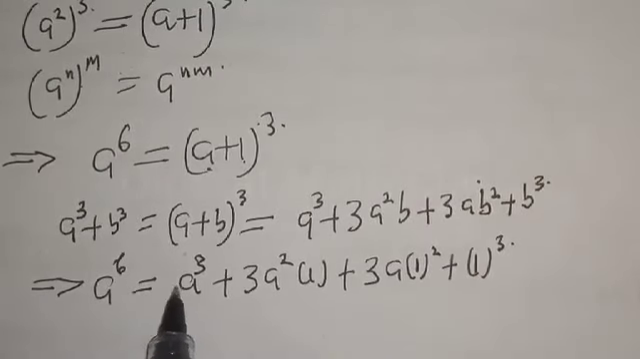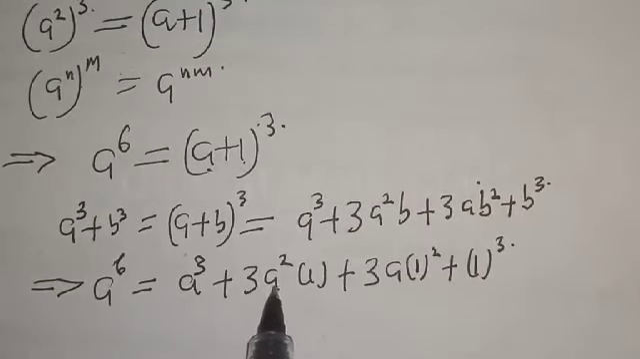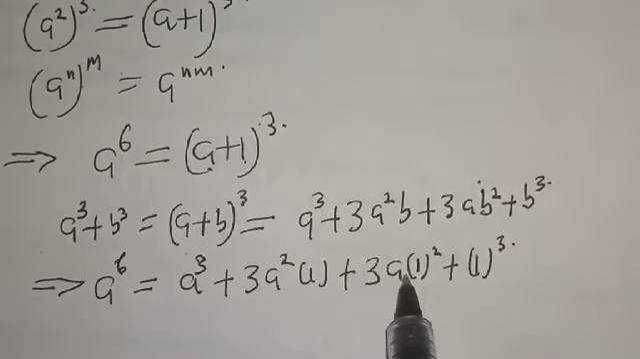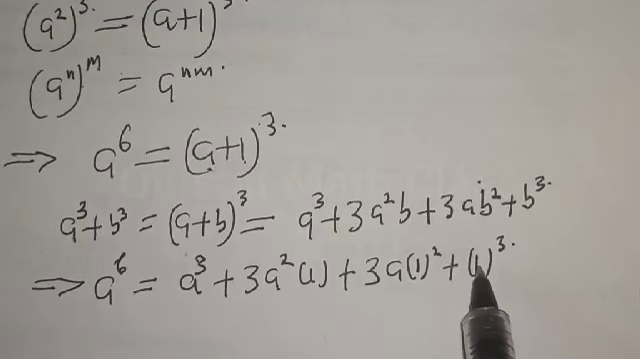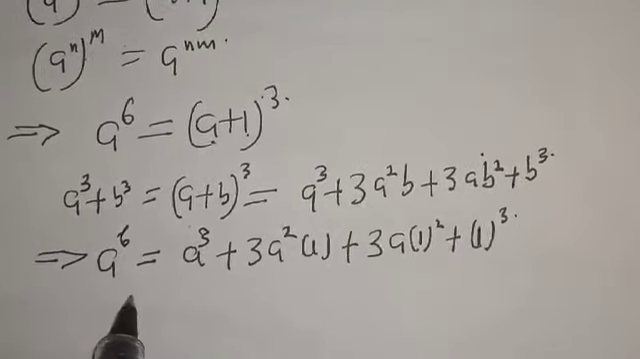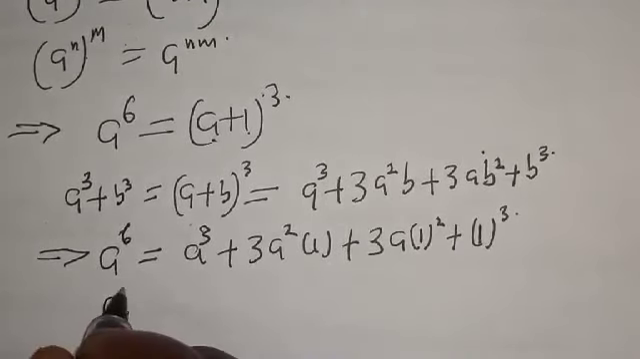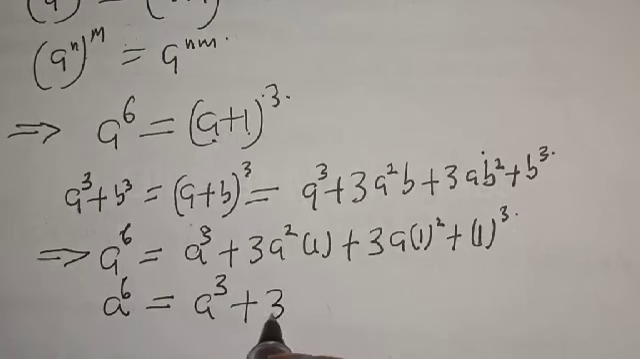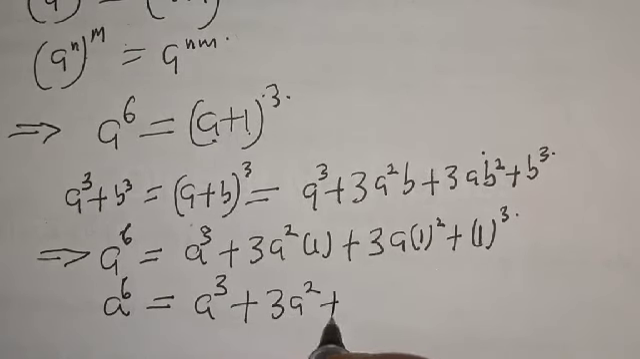We have a raised to power 6 is equal to a raised to power 3 plus 3a squared, then into 1. Anywhere there is b, you substitute 1 there, plus 3a into 1 squared plus 1 raised to power 3. This implies that a raised to power 6 is equal to a raised to power 3 plus 3a squared plus 3a plus 1.